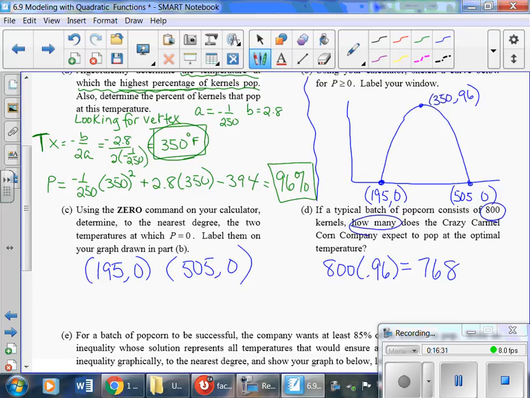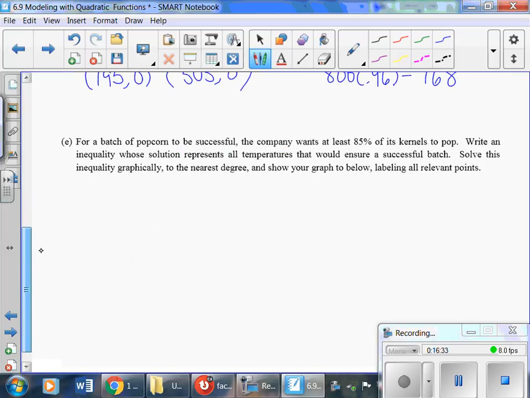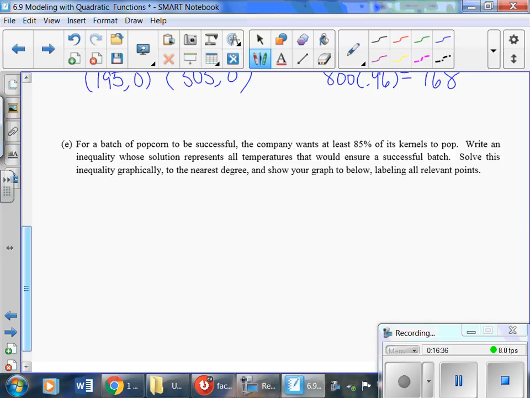All right, now E. For a batch of popcorn to be successful, the company wants at least 85% of its kernels to pop. Write an inequality whose solution represents all temperatures that would ensure a successful batch. Solve this inequality graphically to the nearest degree and show your graph below, labeling all relevant points. I think it's a little bit of a typo. So show your graph below, labeling all points.